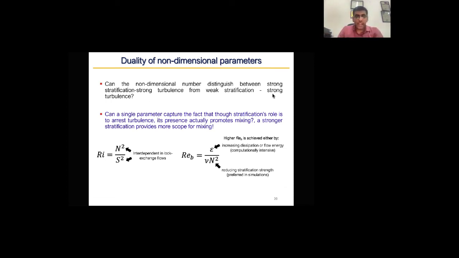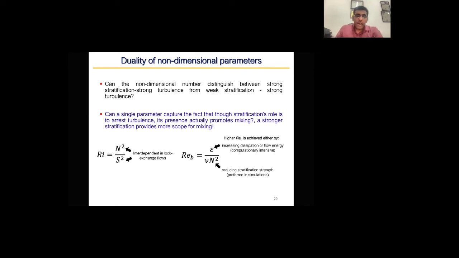So you can either be in a strong stratification, strong turbulence zone, or you can be in a weak stratification, strong turbulence zone. The DNS studies have found that most of the time when you are only sticking to a single parameter like Ri or REB to quantify the mixing efficiency, then you are only in the weak stratification, strong turbulence regime. You are never in the strong stratification, strong turbulence regime. It's very difficult to get this. Okay, so then we said, how can we distinguish this parameter space?